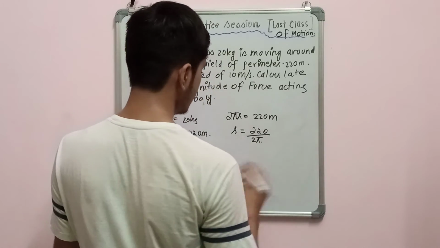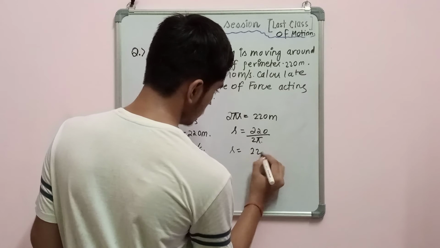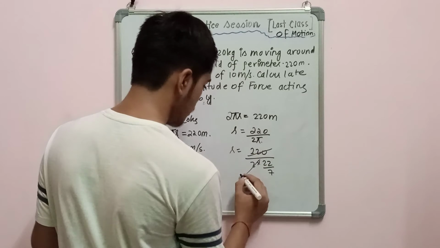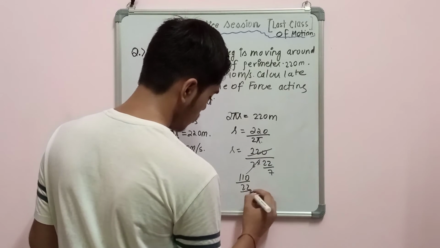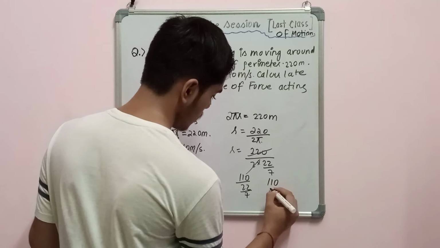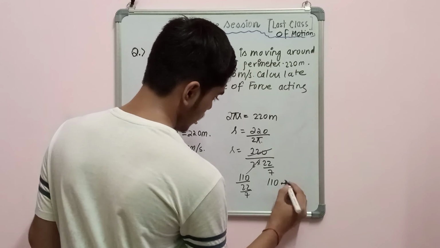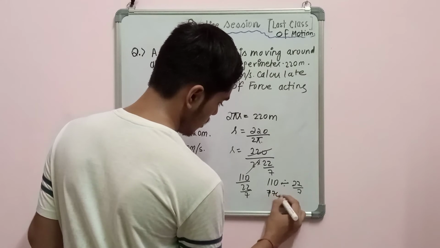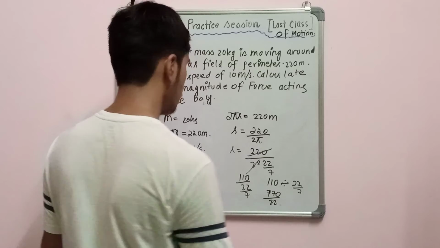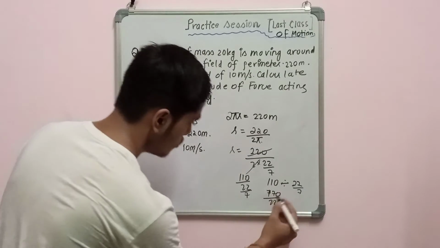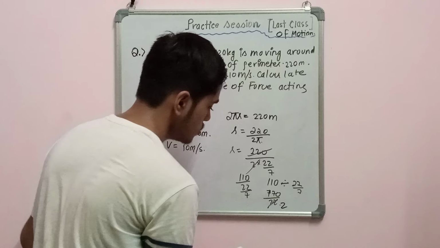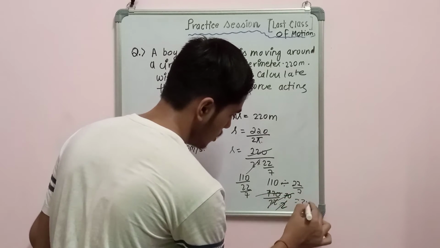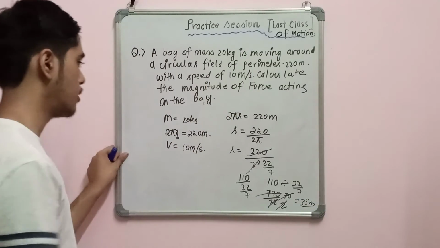Okay, let us solve this. We'll get r is 220 upon 2 into 22 upon 7. So this will give us 110 divided by 22 upon 7, which gives 770 upon 22. So this will be the radius. If you just divide it, 11 times 2 is 22, 11 times 7 is 77, so 70 by 2, and you will get 35 meter. So radius will be 35 meter.